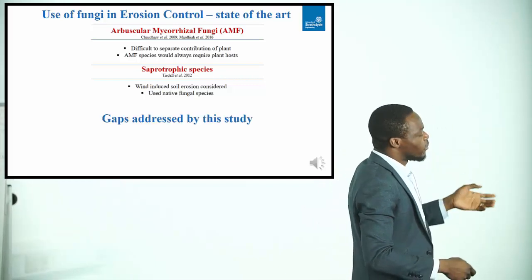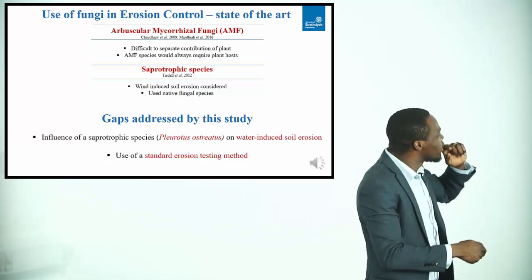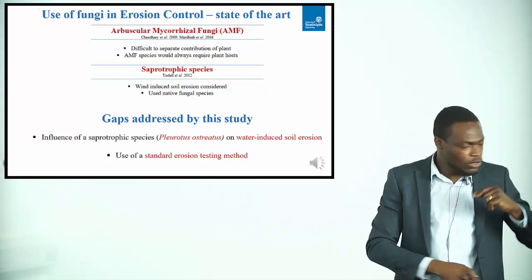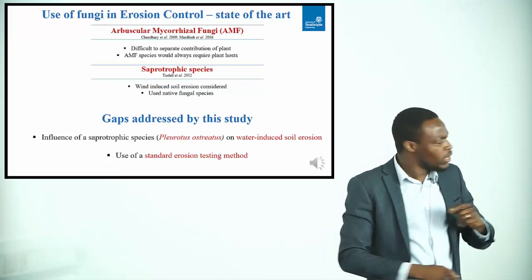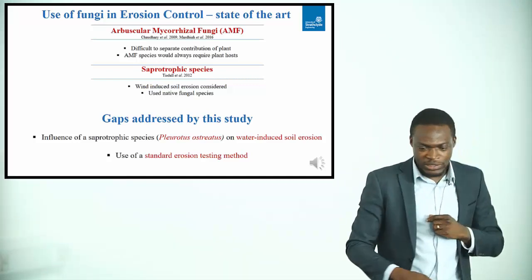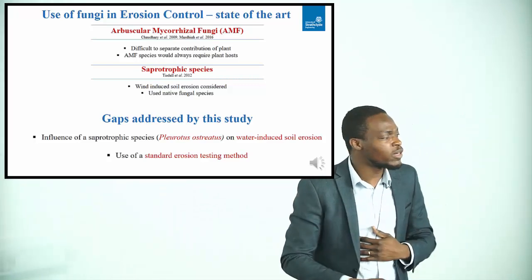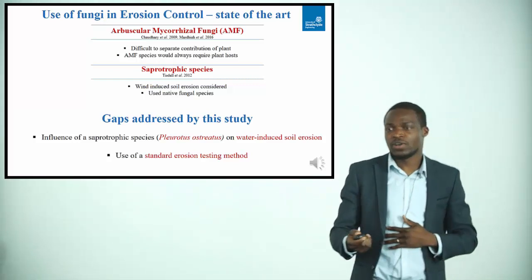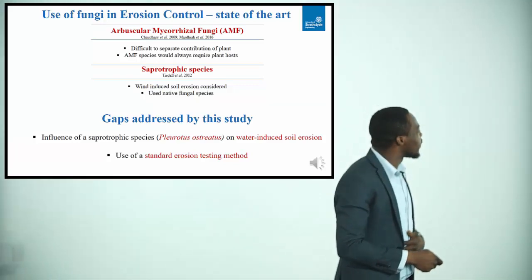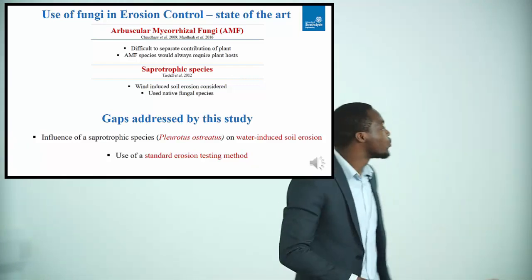So what I'm presenting today is just filling the gap of study in the area of looking at the influence of a single species of fungus, which is Pleurotus striatus, on water-induced soil erosion. Pleurotus striatus is the second most cultivated mushroom across the world right now. It is very, very safe to man and to the environment. We're not concerned about this mushroom actually, we're looking at the hyphae, the part that grows within the soil.